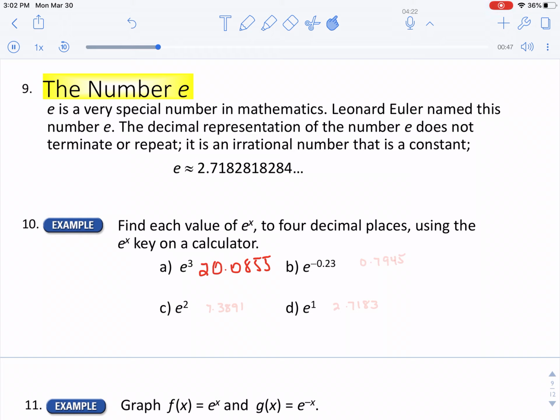This second one is 0.7945. C is 7.3891. And D is 2.87183. Notice that all of these, even the one with the negative exponent, the actual value of it is a positive number because that's how exponentials work.